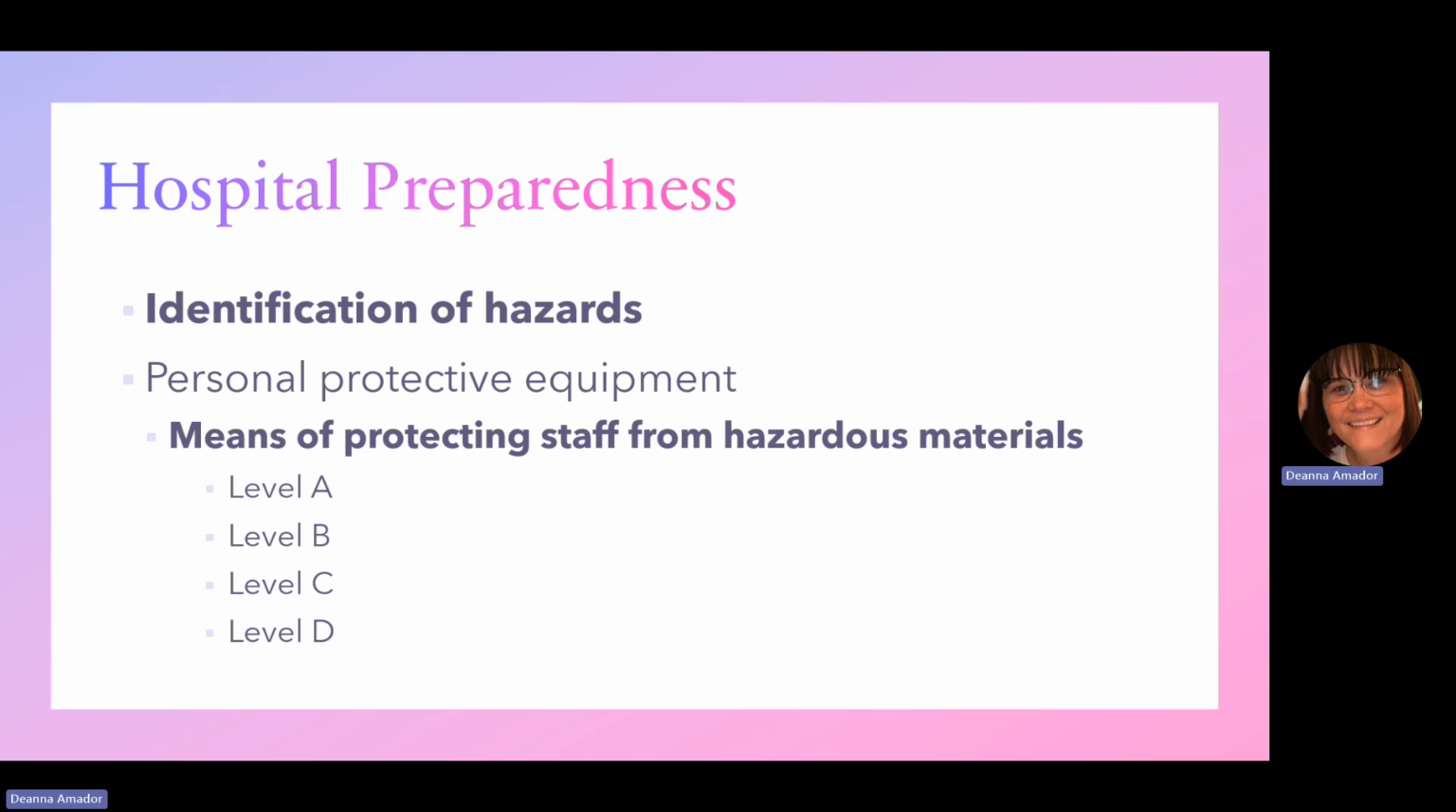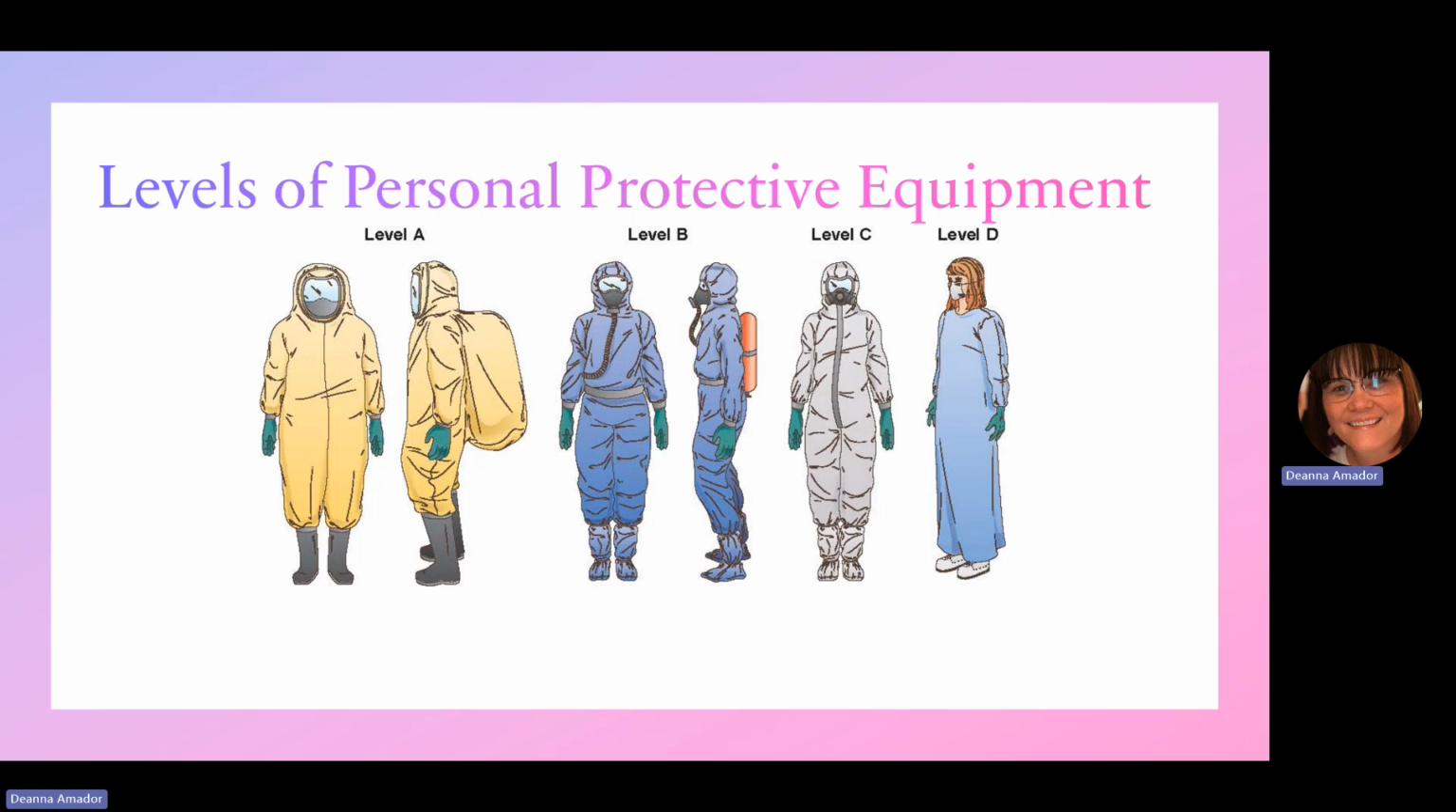But if I show the next slide, that makes more sense there. You can see what's involved with that. So level A, as you can see, that has the most PPE. That's the highest level, provides the highest level of protection. And then there's level B, level C, and then level D. Level D protects from nuisance exposure with mask, gown, and gloves. That's the lowest level of protection.